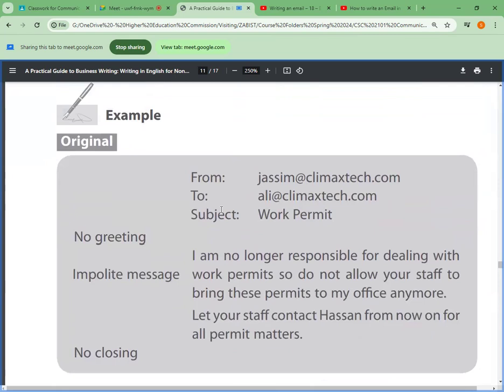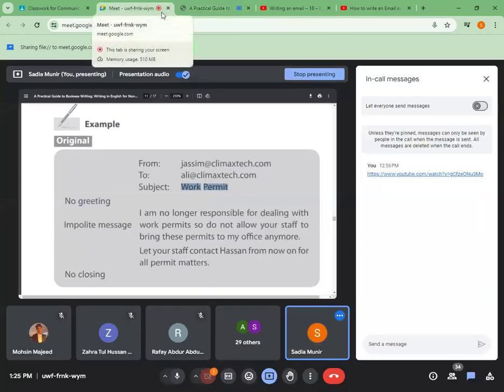अब देखें, सब्जेक्ट लाइन ही बहुत वीक है. वर्क परमिट किसका है, कहाँ का है, कितना वैलिडिटी, कुछ भी नहीं लिखा. फिर देयर इज नो ग्रीटिंग. अब देखिए, सीधा सीधा मैसेज पे आ गए. I am no longer responsible for dealing with work permits, so do not allow your staff to bring these permits to my office anymore. Let your staff contact Hassan from now on for all permit matters. Now that is very harsh, direct. No closing, no opening. और ये जिस तरह का जो assertive word है, do not allow your staff. That's very rude. That sounds rude.